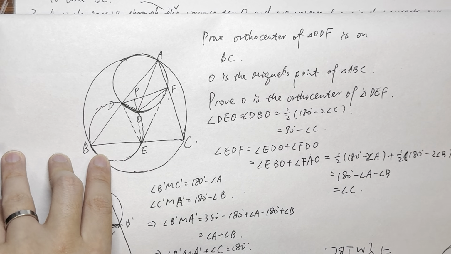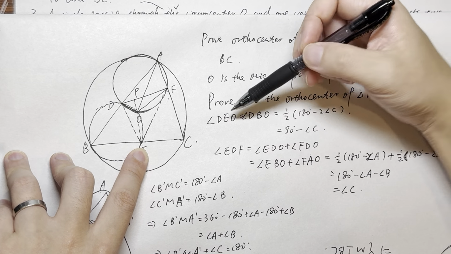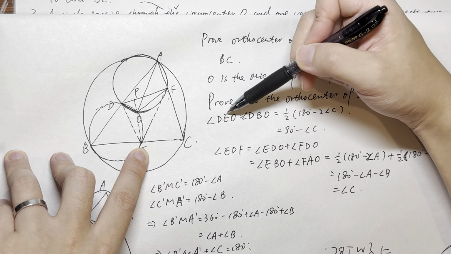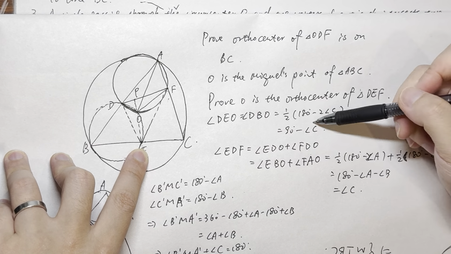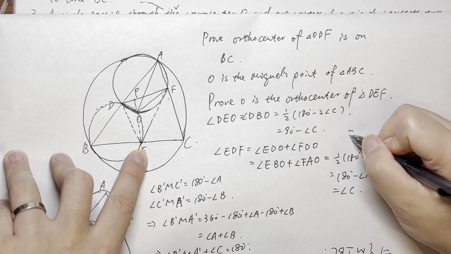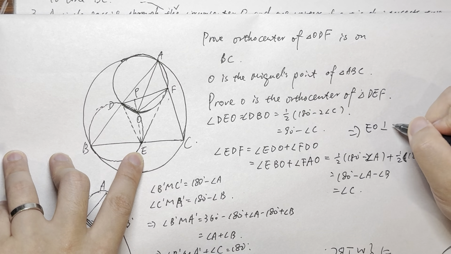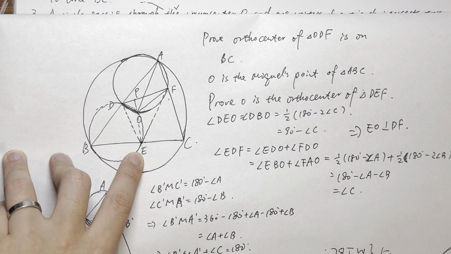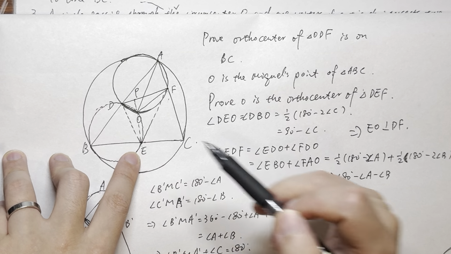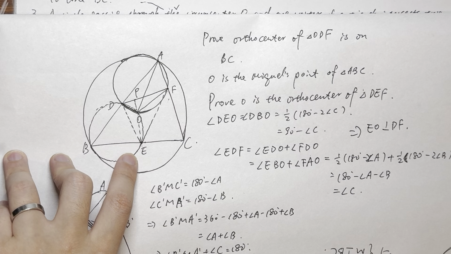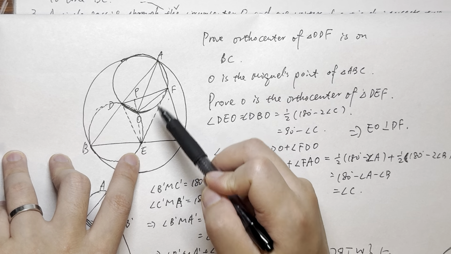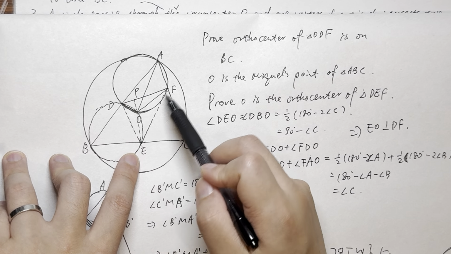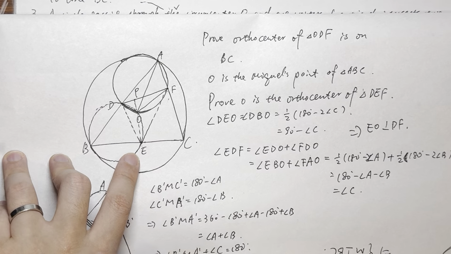Which means the angle DEO, or angle DEP, the angle DEO plus angle EDF equals 90 degrees, which means EO is perpendicular to DF. So for OF and DO, we can use a similar way to prove that. Then we know that O is the orthocenter of the triangle DEF, which means E is the orthocenter of triangle DOF. This is an orthocenter group.